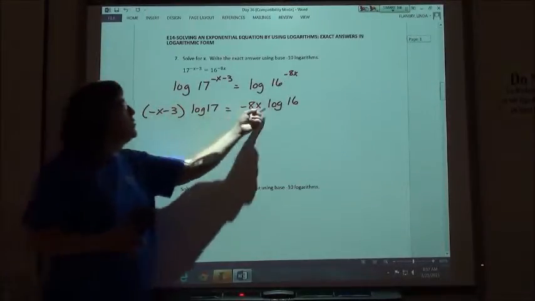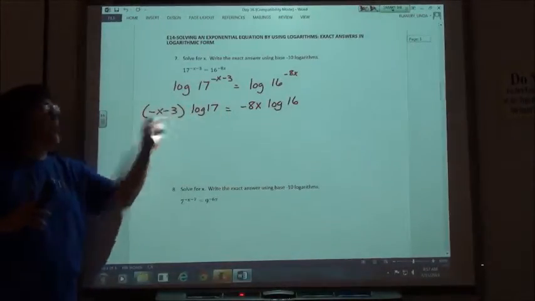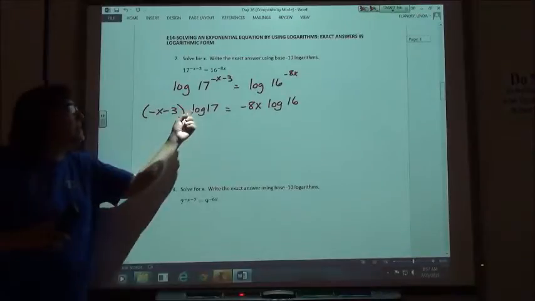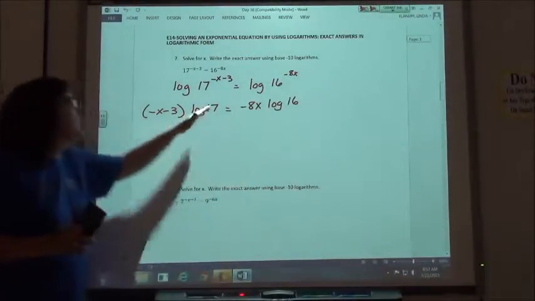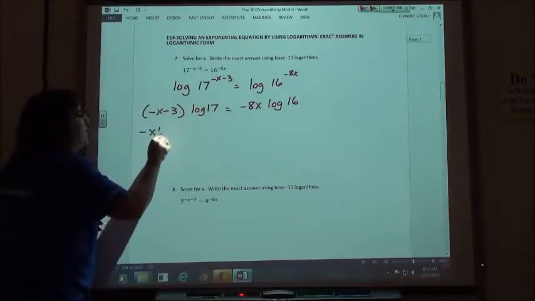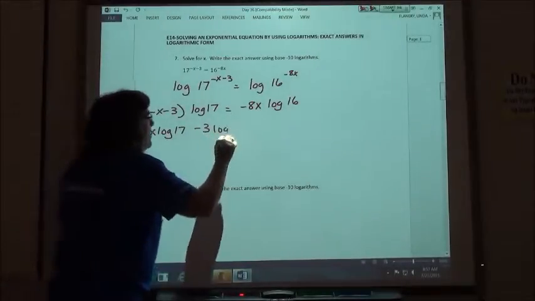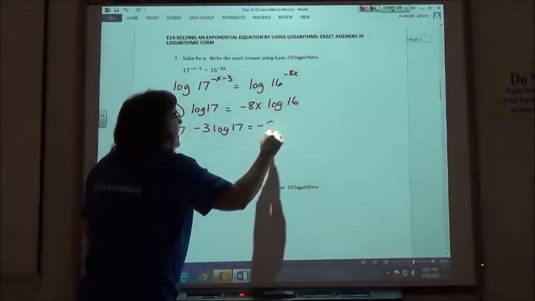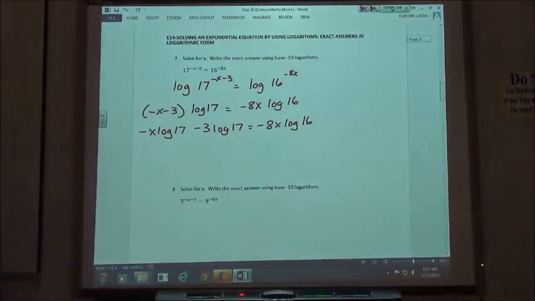Now on this one, since we have x's on both sides, it's probably better just to go ahead and use the distributive property, because if I divide by the log of 17, I still have the x with this one. So I'm just going to use my distributive property first. So negative x log of 17 minus 3 log of 17 equals negative 8x log of 16.